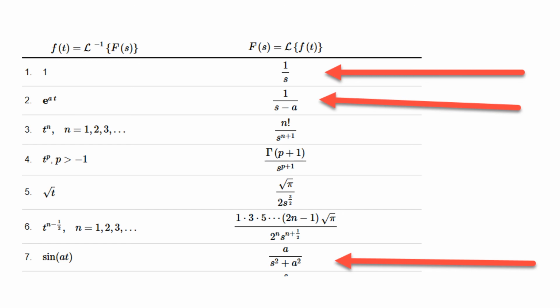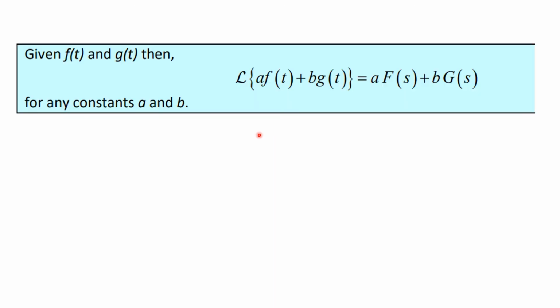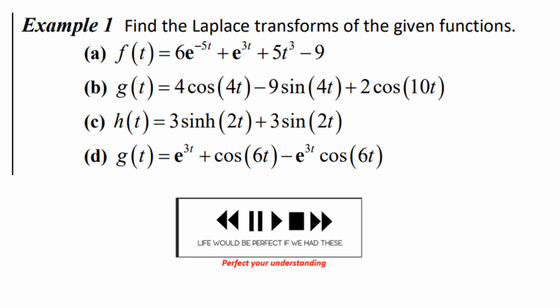Let's give the table a ride in just a moment, but we are going to not only use the table, but we're going to use the linearity. So if I take the Laplace transform of a f of t plus b g of t, it's going to be a capital F of s plus b capital G of s for any constants. So you use this to compute more complicated things. So now let's look at an example then.